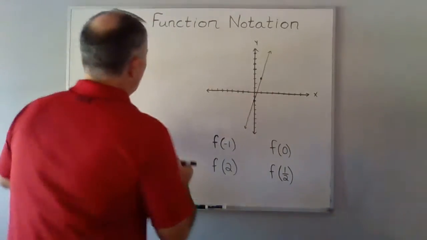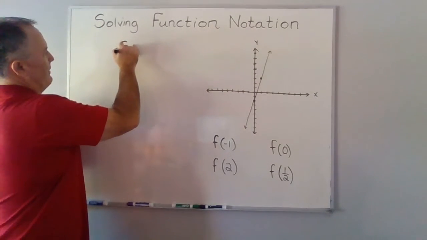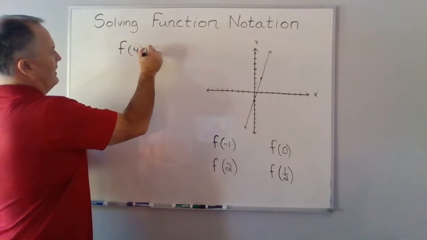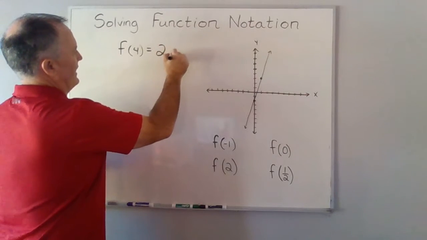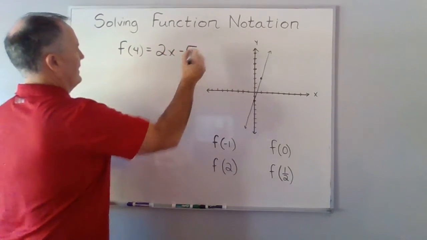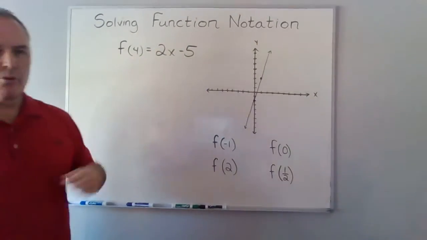So function notation is when you end up having equations like this, like f of 4 equals, we'll say, 2x minus 5. All right? So if you have something like that, you're like, what do I do with this? What's this 4 doing in here?